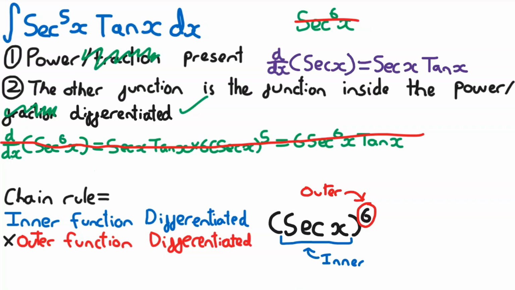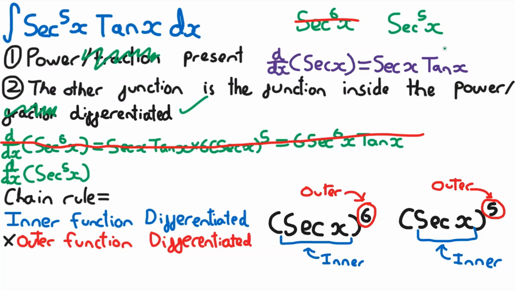Well, this is the weird thing about the sec x, is because when you differentiate it, you have it in the answer. What we're going to do is we're going to instead consider differentiating sec to the power of 5 x instead, like this here. So we're going to differentiate sec x to the power of 5. So the inner function is the sec x and the outer function is the power of 5. It's basically the same as before.